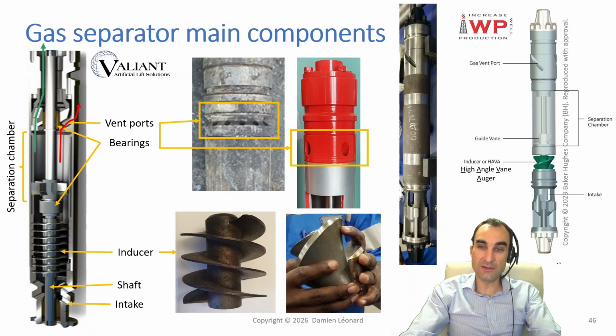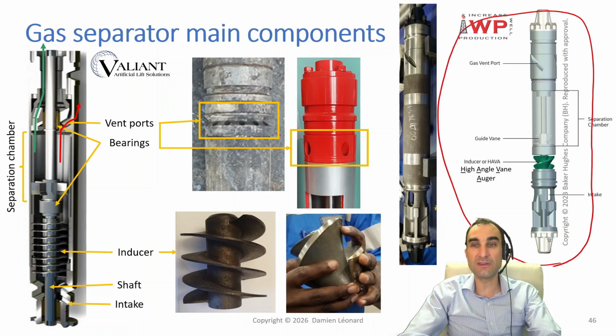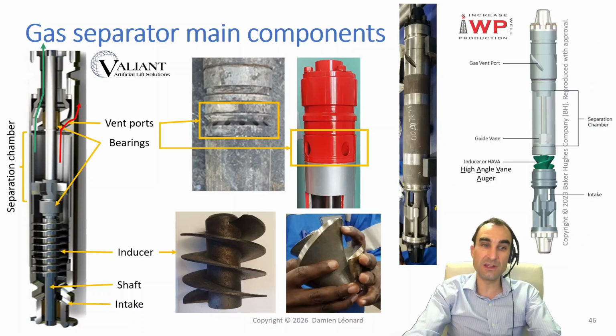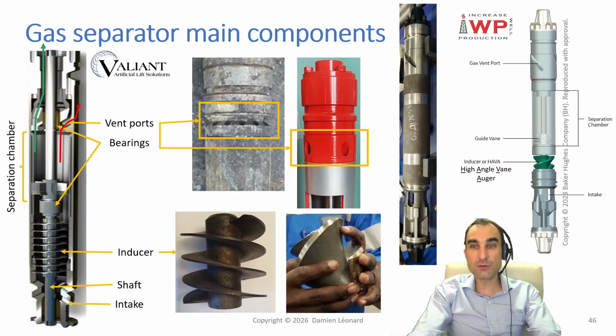On this slide we've got a last schematic over there. In this case it is another gas separator schematic. This one is from Baker Hughes. We can see the same elements that we could see on that one. One interesting thing to mention is that the inducer over there is also called a HAVA, which stands for high angle vane auger. It's just another way to call the inducer. On this schematic, we can also see the vortex generator, which is called a guide vane.